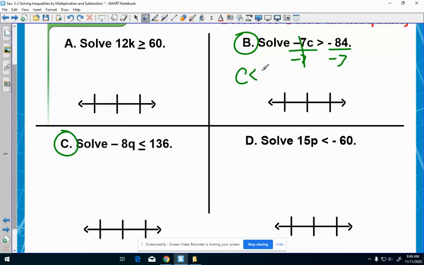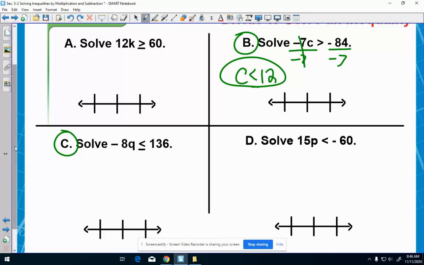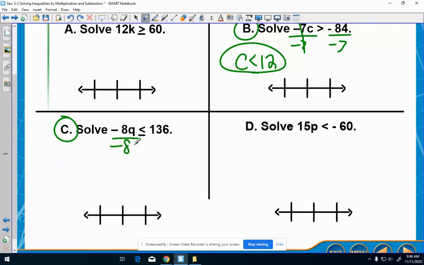Okay. So here we're going to say that C is less than 12. Hunter, you got another one somewhere in there? Okay. All right. So if we divide both sides by -8, we are saying Q is greater than or equal to -17. Okay. Well, we'll just graph them out loud. We won't actually graph them. Just saying what they are.